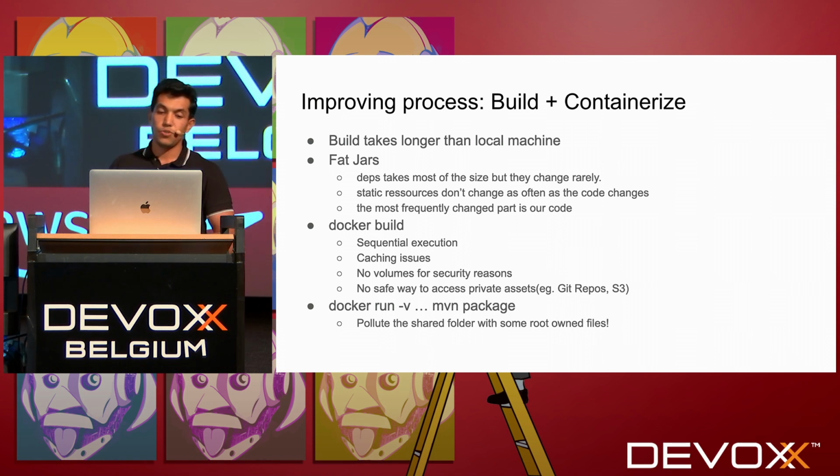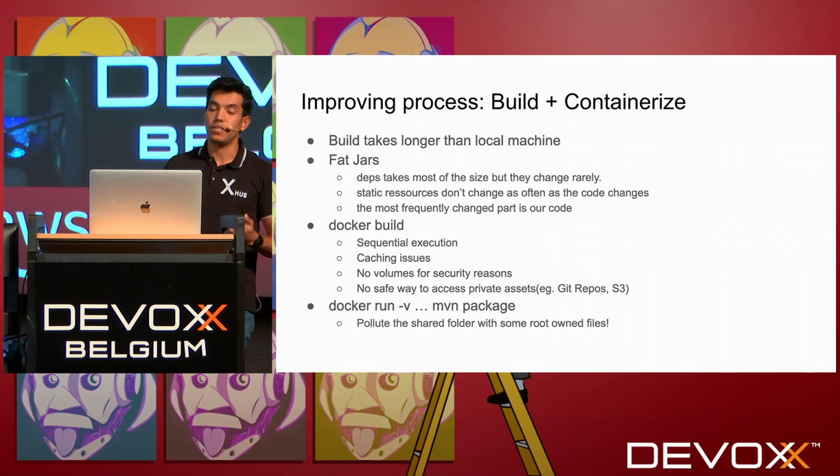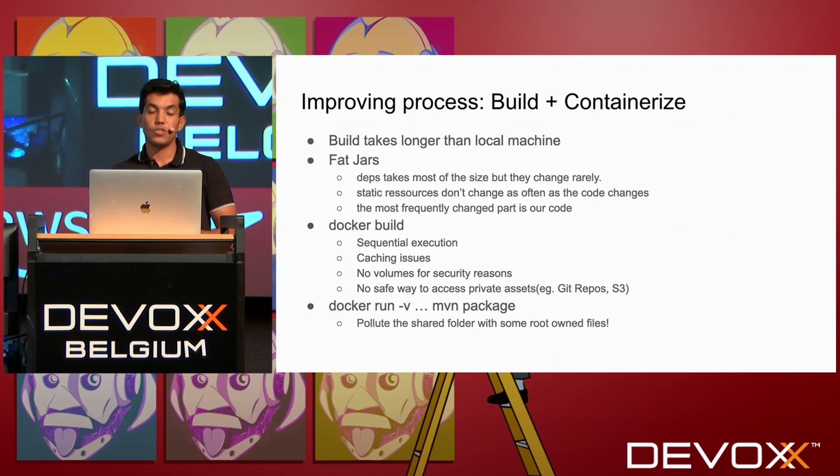For security reasons, historically, there is no volume support in the Docker build command, and there is no safe way to access private assets. And there is kind of a solution or a hack to build our artifact using Docker, which is to use a docker run and bind mount our local repository with the container repository. But this has a drawback: it pollutes our local repository with a lot of root-owned files, which drives our development crazy.